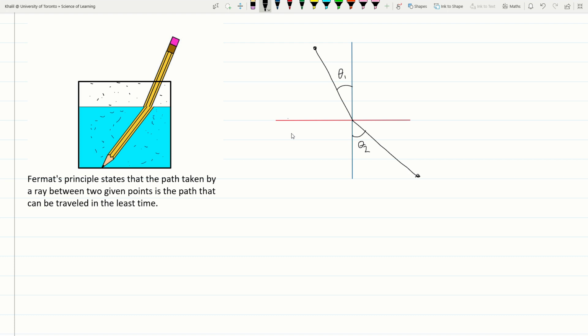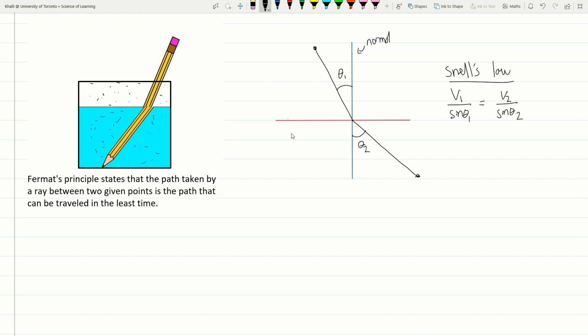Light obeys what we call Snell's law, and Snell's law states that the ratio of the speed over the sine of these angles that are created with what we call the normal, which is just a perpendicular line to the surface, are equal.